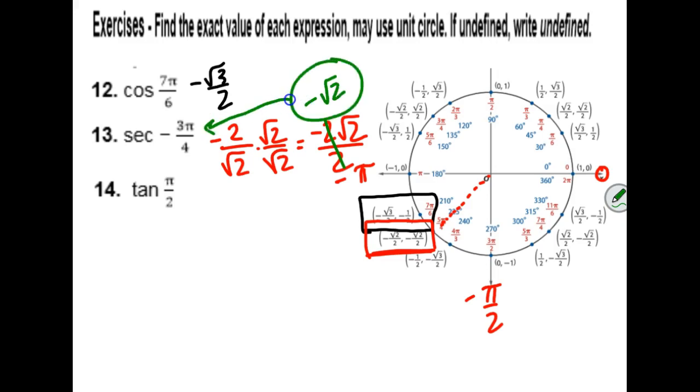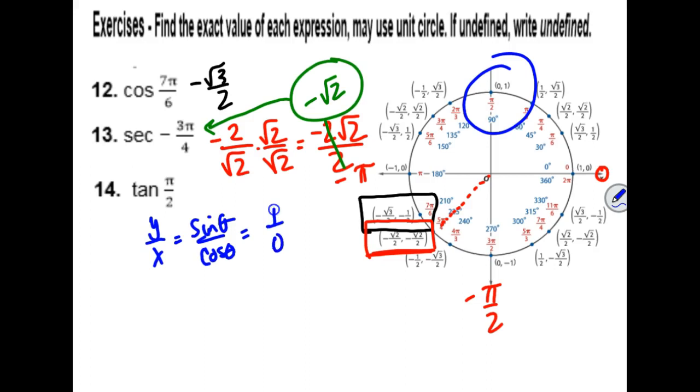That's that answer. And then tangent of pi over 2, so we're talking up here. Remember, tangent is y over x, or you could say it's sine over cosine. So using one of those formulas, you get 1 over 0. What's that? That is undefined. Yes, if 0 is your denominator, that is an undefined expression.